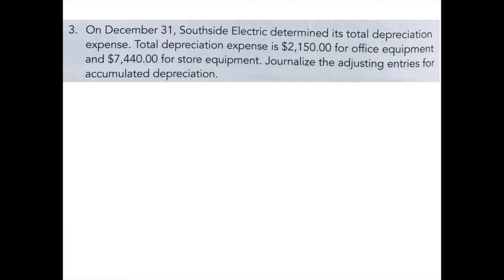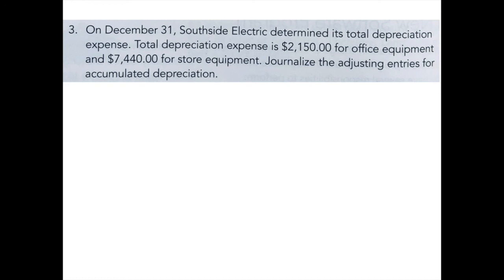Instruction 3 on December 31st, Southside Electric determined its total depreciation expense. Total depreciation expense is $2,150 for office equipment. And so what they do is they go through all their office equipment and figure out one of those sheets like we did in the first problem, and we figure out how much each piece of office equipment is going to depreciate. They total it up and they make one entry for office equipment. Then they do the same thing with your store equipment. They'll go through all the store equipment, anything that's depreciated, and then they will add that up. And so $7,440 was the amount they came up for store equipment.